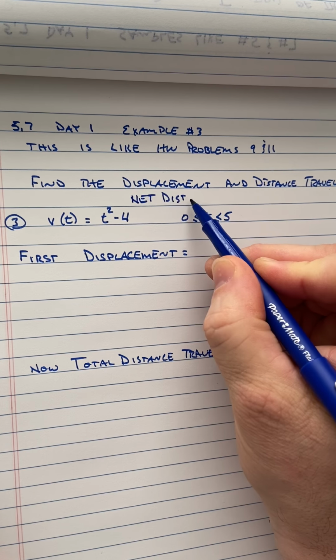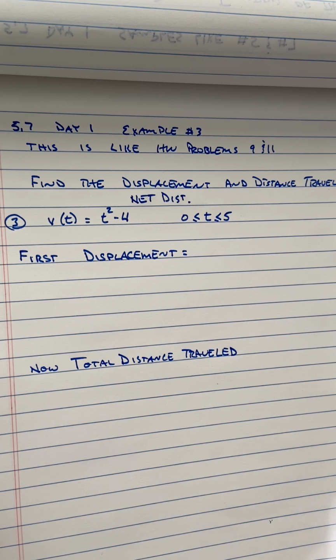Can net distance be negative? Yep. Net distance can be negative if we're going more left than we do right, or going more down than we do up. In rectilinear motion, our motion is on a line.